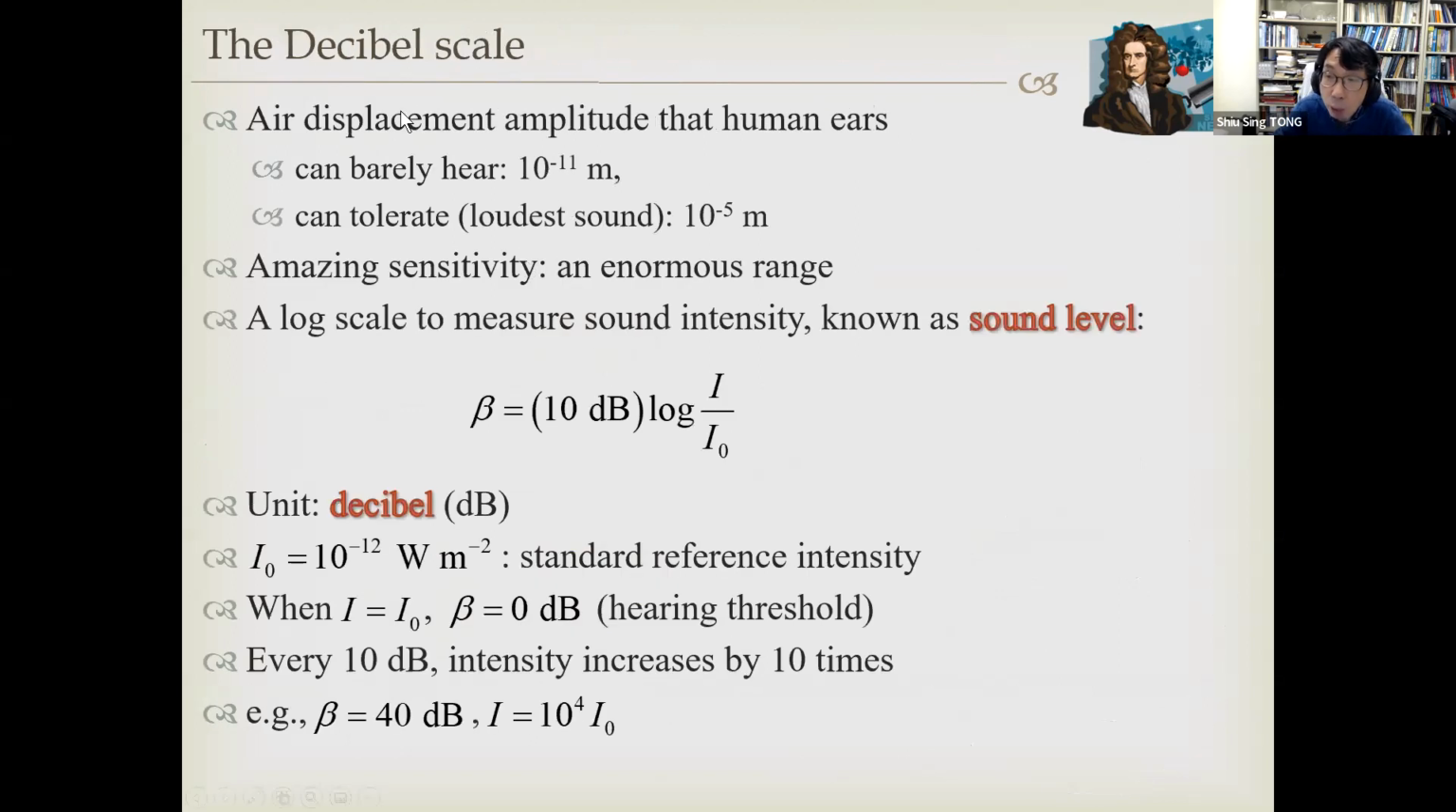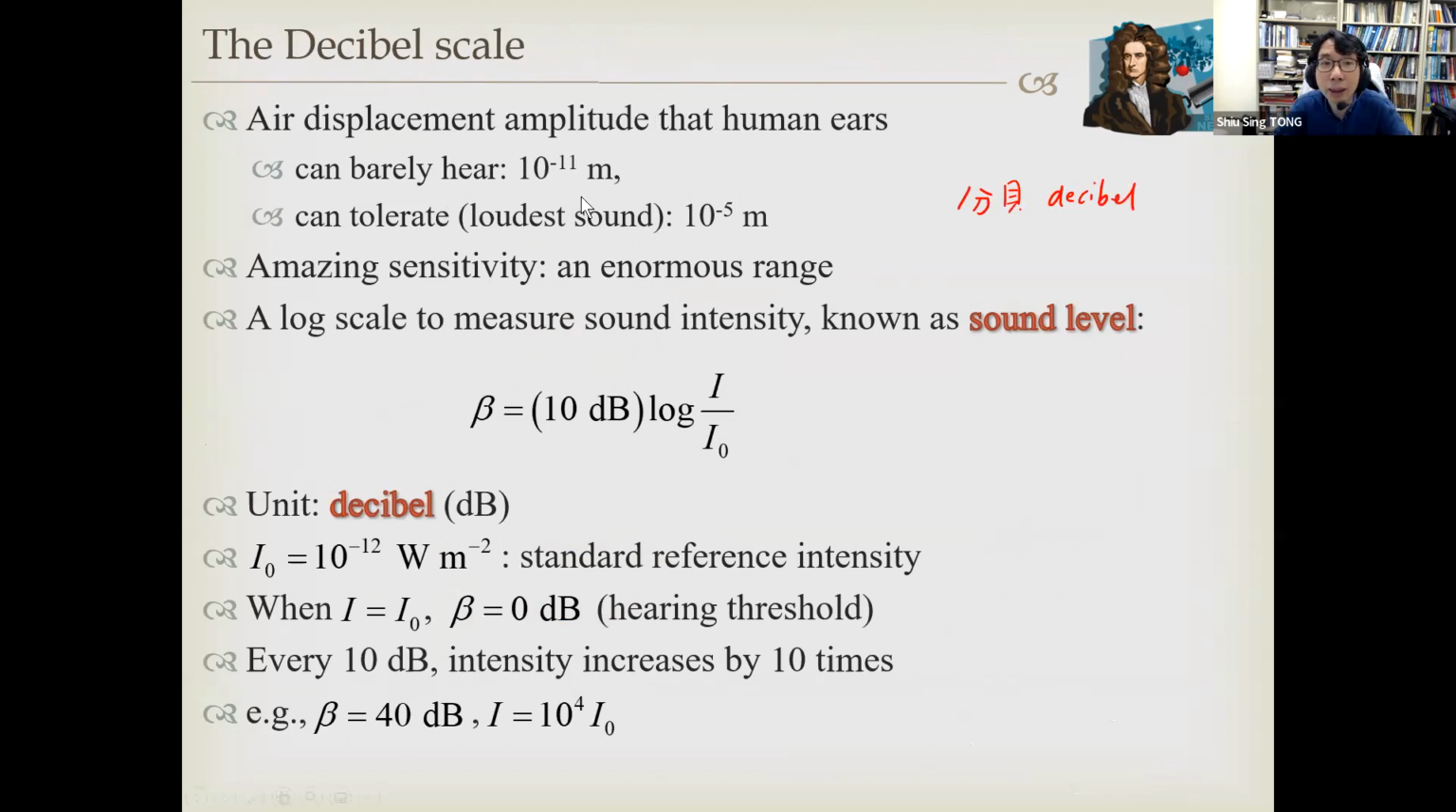Now we have a special scale to measure the loudness of a sound. I think you have heard about decibel. Decibel is a unit for measuring the sound strength of a sound. In Chinese, it's known as 分貝.